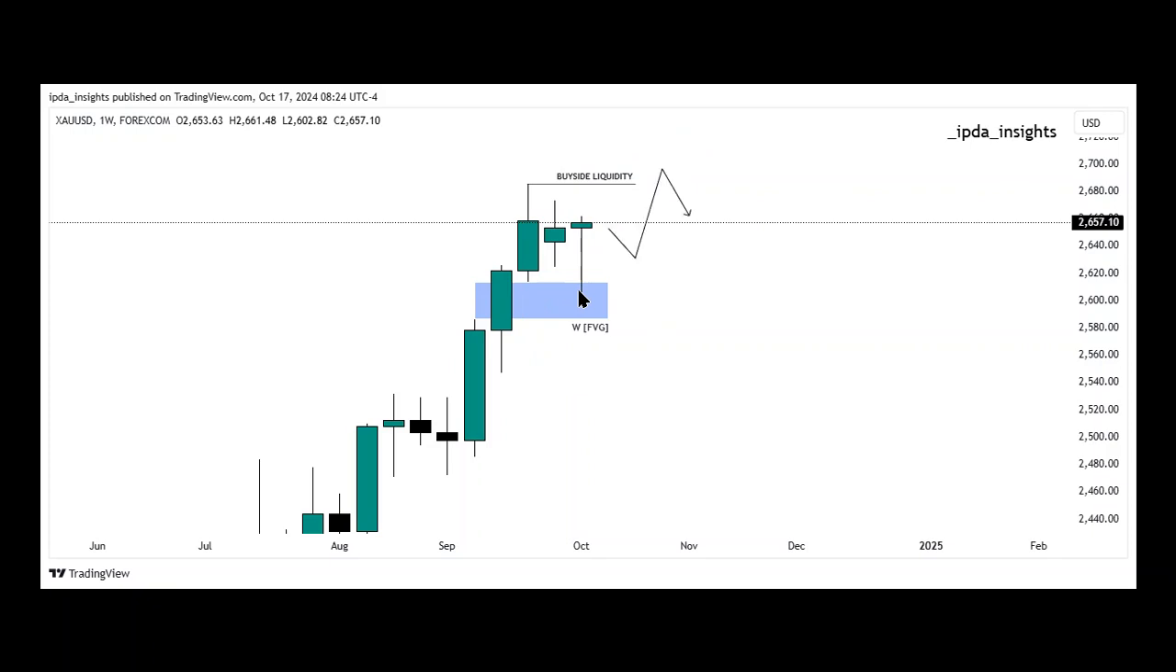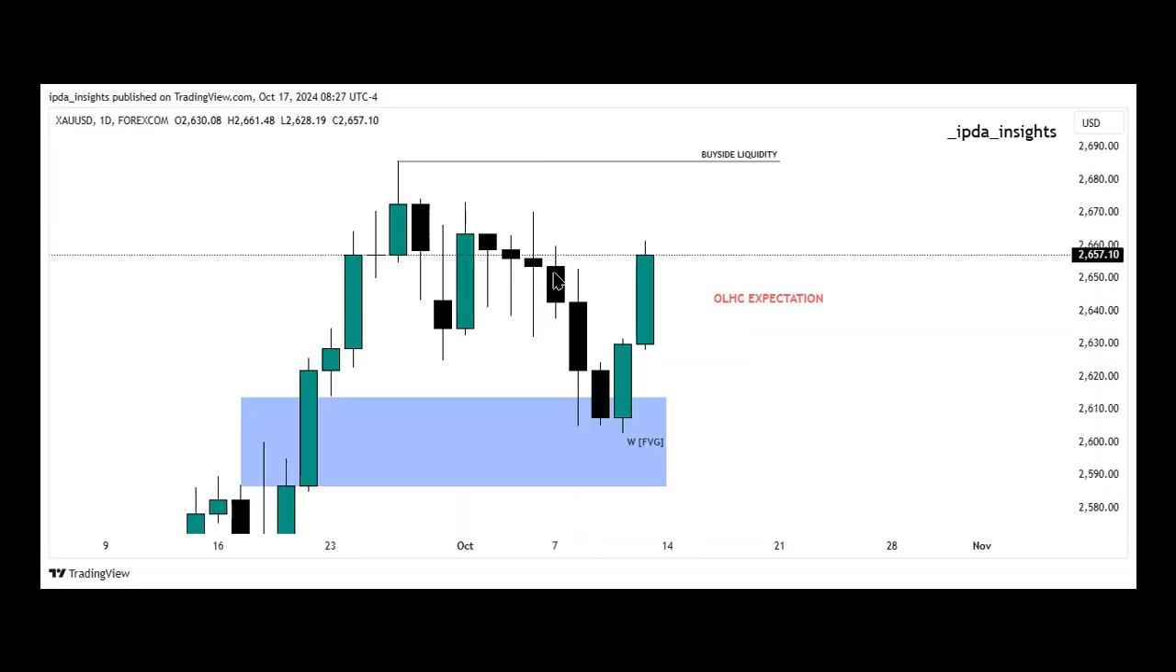The expectation would be open, low, high, close week, right? It's a bullish candle being anticipated to form. So we can target this external range buy side liquidity pool. How did the daily chart look? Anyway, so there's Friday, right? Open, low, high, close expectation. Now let's see what Monday does.